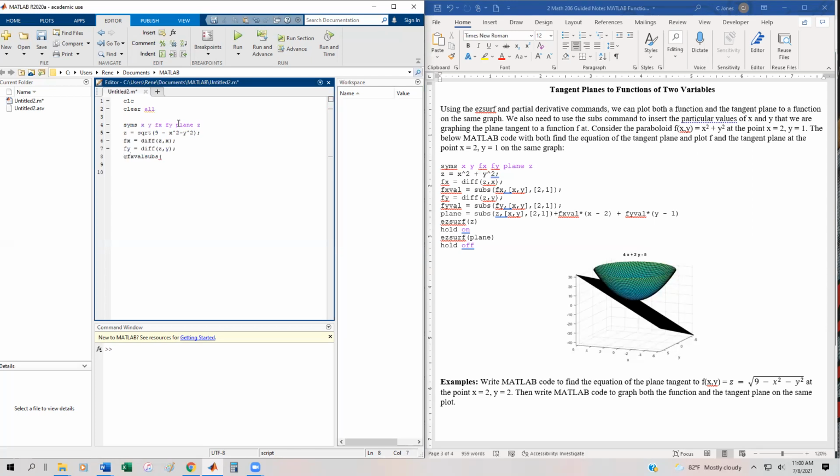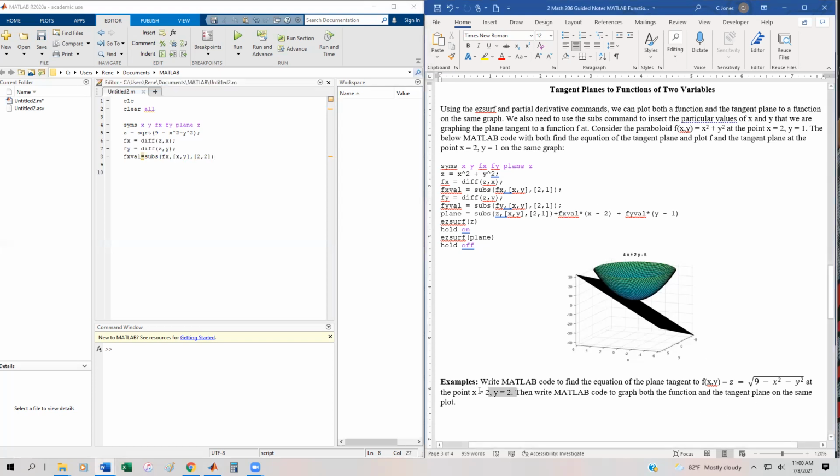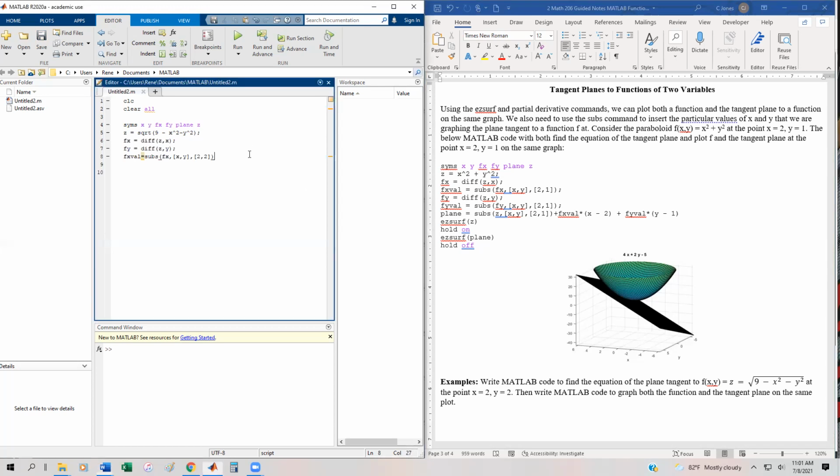I think that's what we called it last time. So we have our fx val, which is going to substitute back into fx. We're going to substitute for the values of x and y. And the values that we're going to substitute in are 2 and 2, because that's what we're asked to do right here in the problem. So x equals 2, y equals 2.